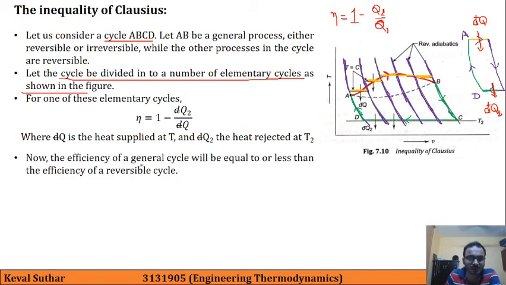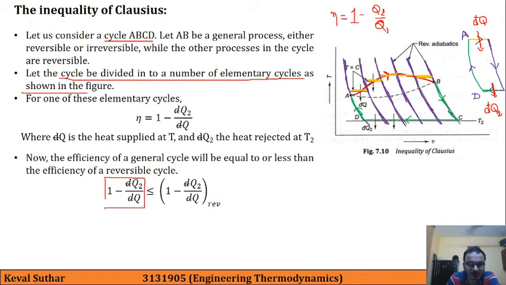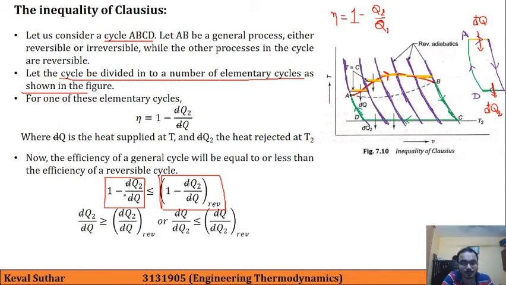Now the efficiency of a general cycle will be equal to or less than the efficiency of a reversible cycle, which we have proved in our previous chapter. So this is the efficiency of any cycle, and this is the efficiency of a reversible cycle. So the efficiency of a reversible cycle will always be greater than or equal to the efficiency of any other cycle. So the remaining part is only mathematics.